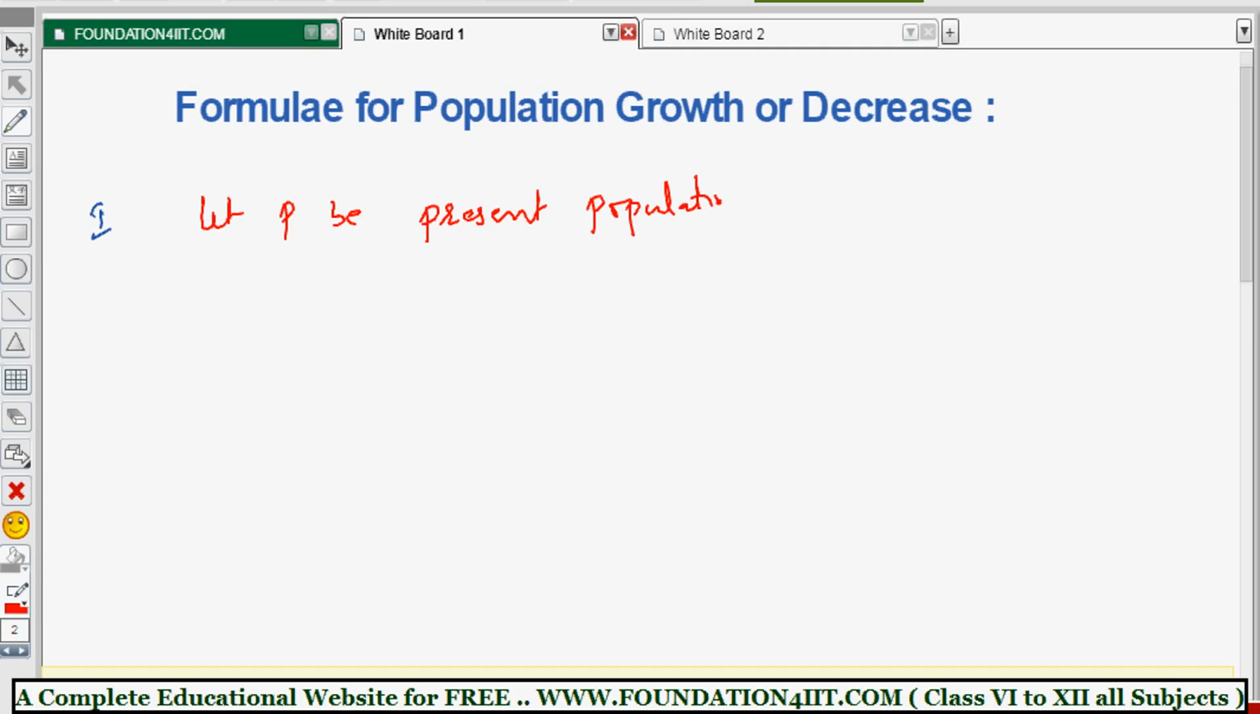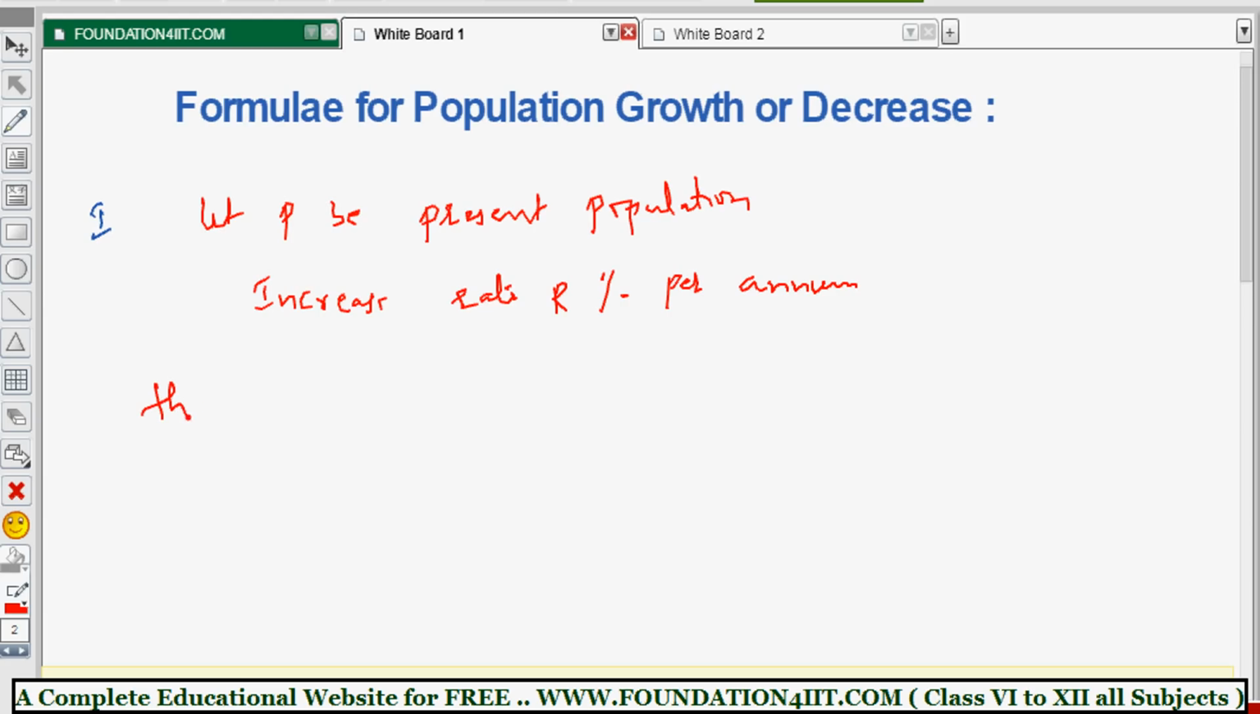So present population, if you take it as P, and growth, that means how much it is increasing. There will be an increase in population at r% per annum. Increase rate is 5% per annum. Okay, you can take r% because they give any value. For this formula we will take r% per annum.